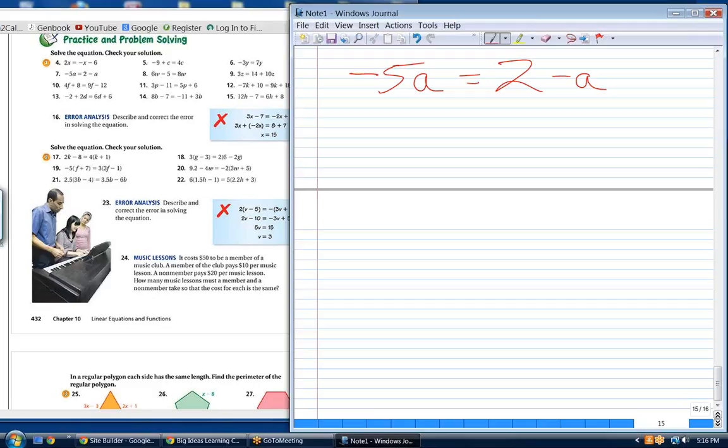So first you separate the like terms, and you get negative 4a equals 2. Next line. And then you divide a by negative 4, and get a equals negative 0.5. Good.